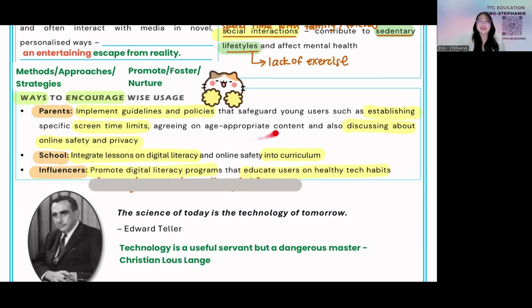It's not that it's wrong. It's just that I think this is a bit hard for you to elaborate. Just remember those that are easy to talk about. Okay. So limit screen time and also discuss online safety and privacy, right?